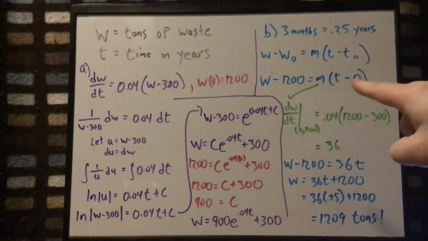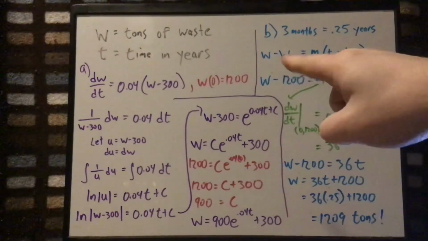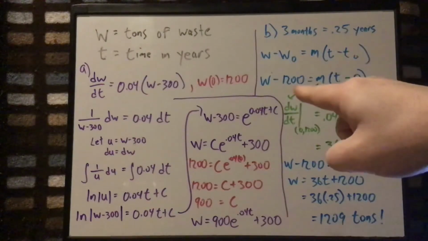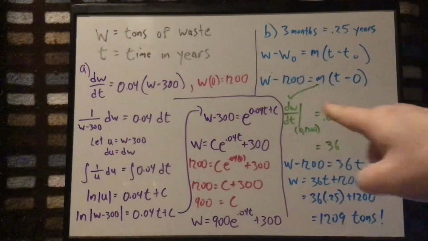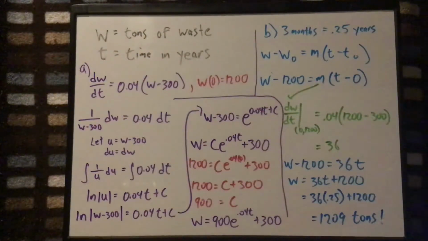So at 0, that's t naught, or t sub 0, I get out w naught, which is 1200. So that's the point I'm using to make my tangent line approximation. The only thing that's left is to find the slope. Once I find the slope, I'll have my equation of that line. I can use it to project the value that I want.